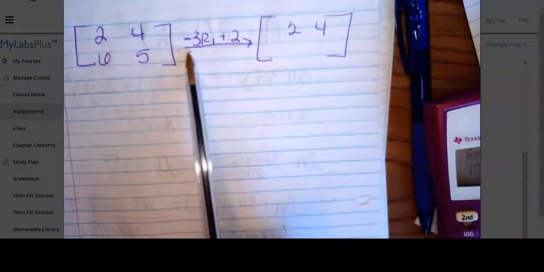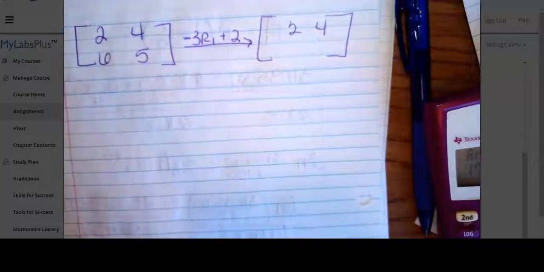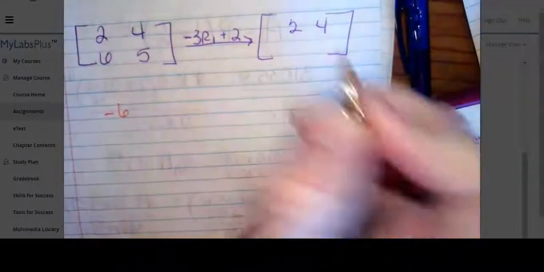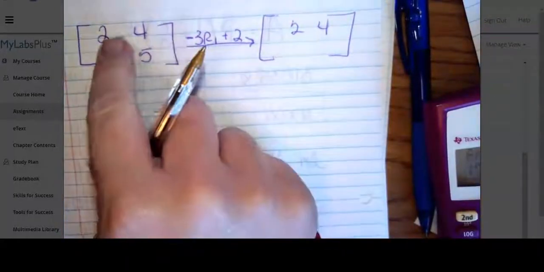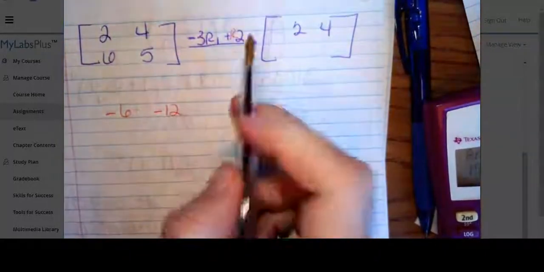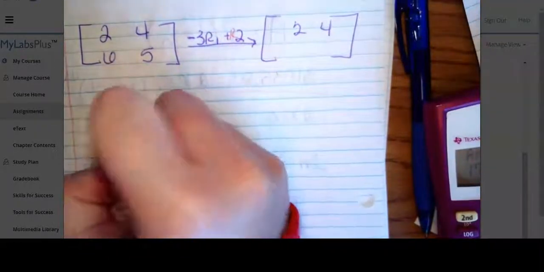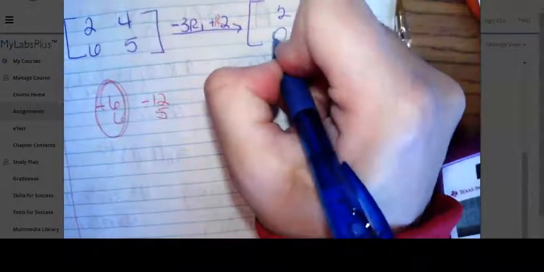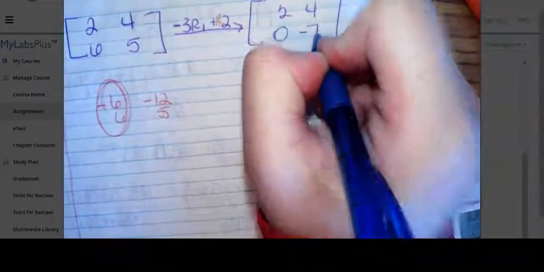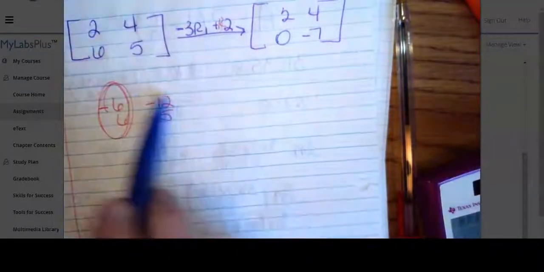So what I say is take negative 3 times row 1. Negative 3 times 2 is negative 6. Negative 3 times 4 is negative 12. So I took negative 3 times row 1. Now add it to row 2, which is where this goes. So here's a 6 and here's a 5. Add these together and put your answer here. Negative 6 plus 6 is 0. Negative 12 plus 5 is negative 7. So just do what it says, but this part you're supposed to be doing in your head.